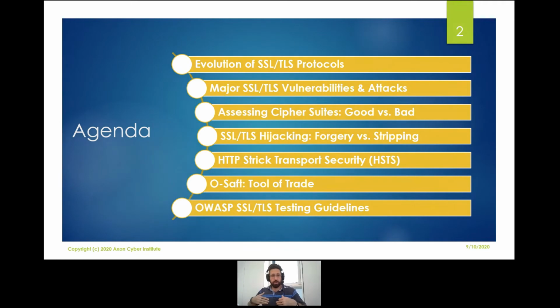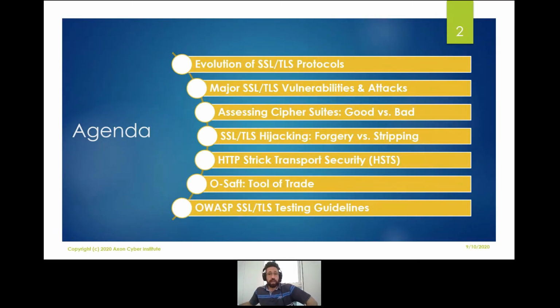And then we're going to talk about the O-Saft tool. There are different tools for testing and assessing SSL and TLS protocols, and O-Saft, developed by the OWASP organization, is considered one of the best. It's a very deep, very comprehensive tool. So we're going to cover the different options of running this tool and how you can run it yourself against different websites, so you can assess the certificates, the protocols, and the ciphers.